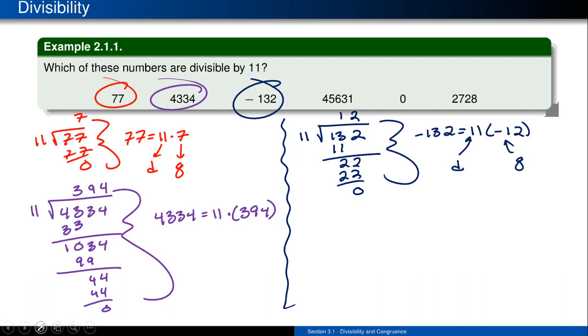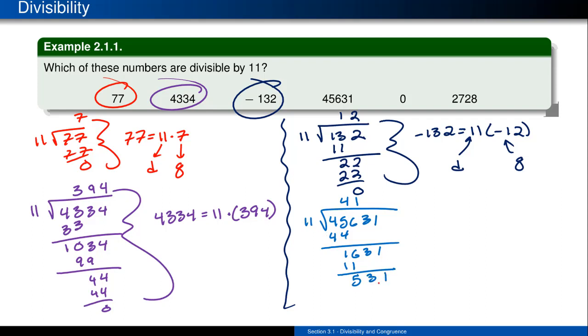Okay, so let's look at something that's actually not going to divide nicely, and that's going to be 45,631. In this case, 11 is going to try to go into this thing. So 11 goes into 45, in this case 4 times. I'm going to pick up a 45, a 1, 6, 3, 1. 11 goes into 16 once. The 1 and the 11 is going to make an 11. In this case, I'm going to get a 5, a 3, and a 1.